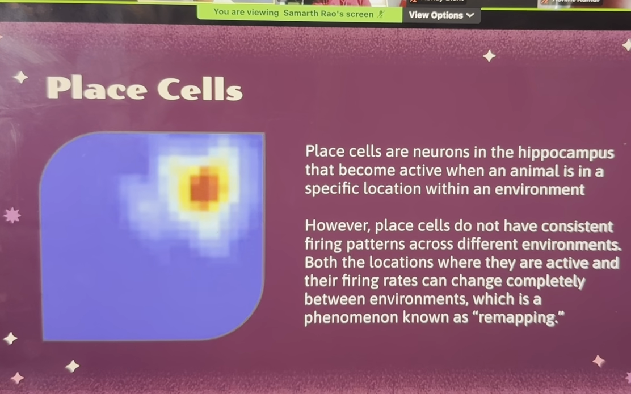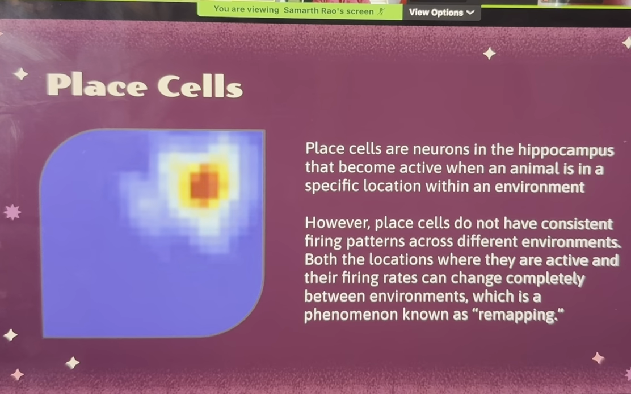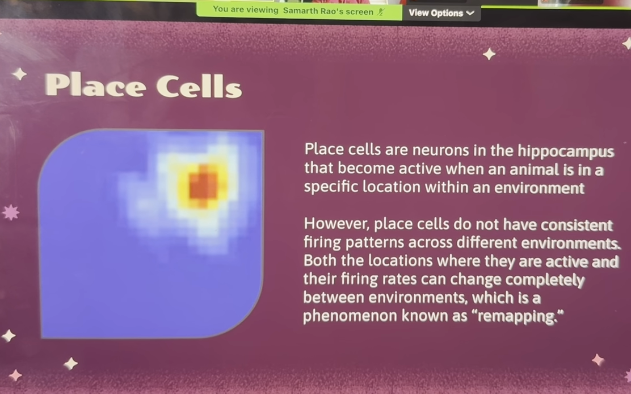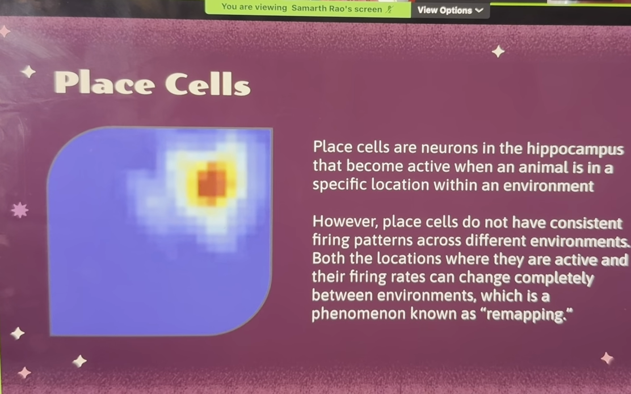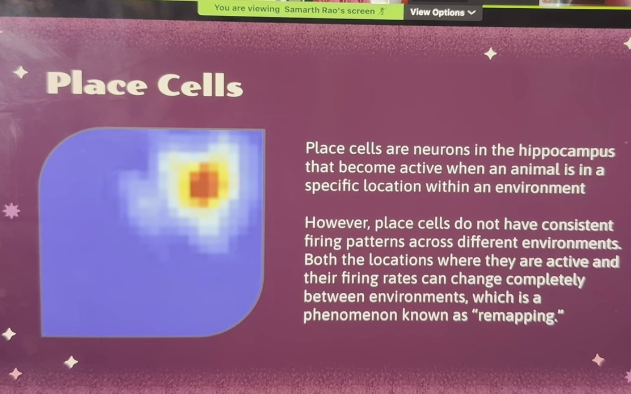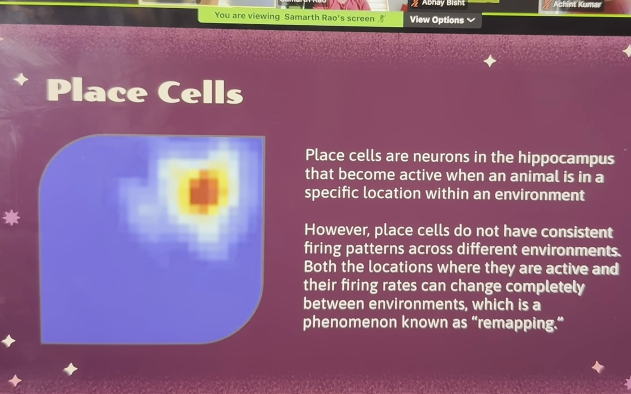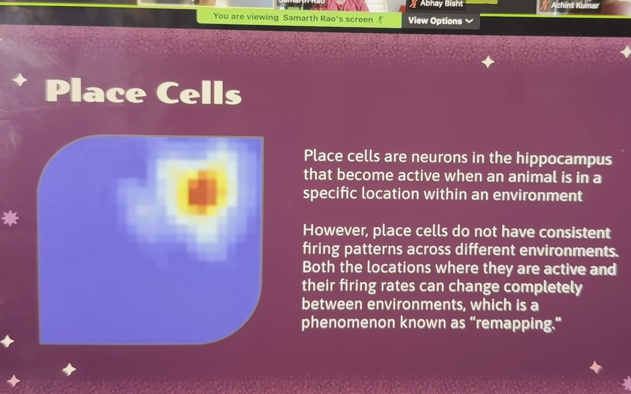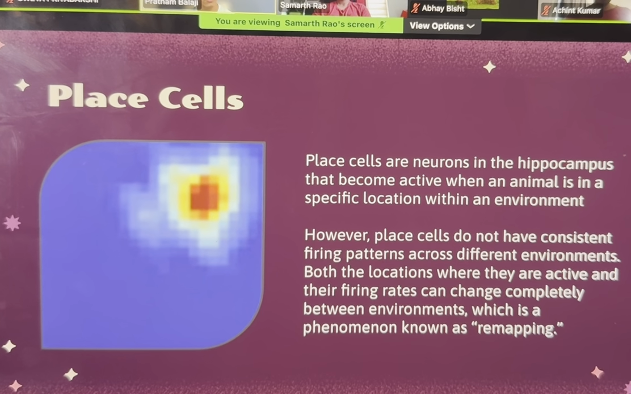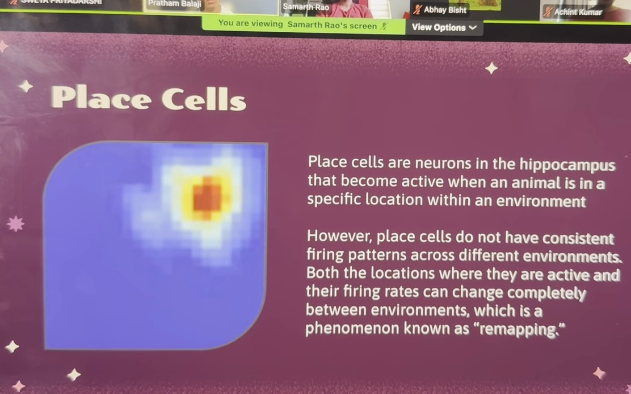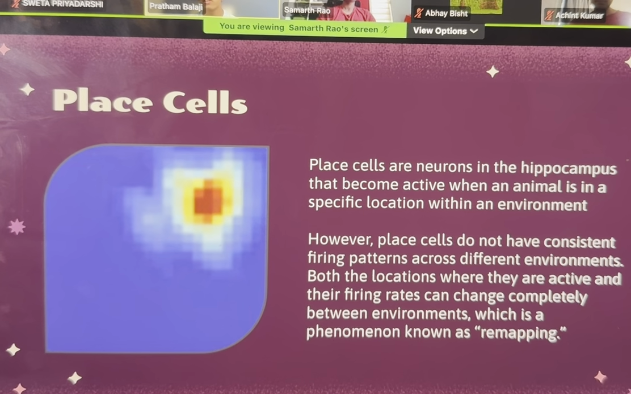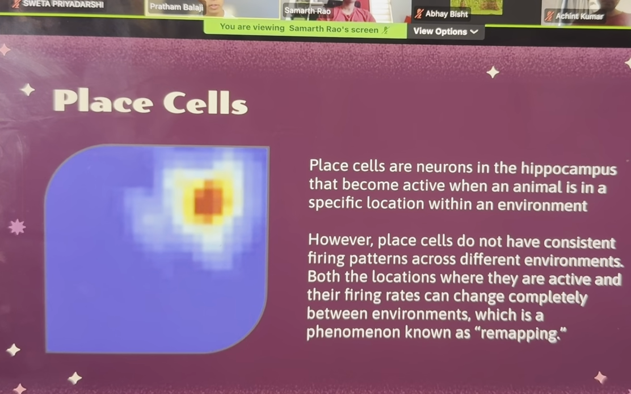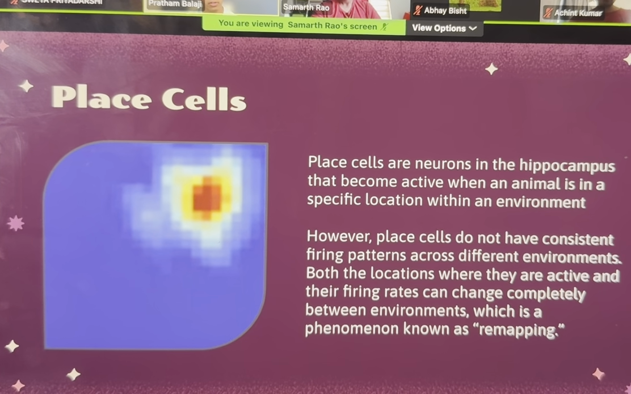So place cells are neurons in the hippocampus whose activation is based on an animal's location. They fire at a specific location in an environment. However, they don't have consistent firing patterns between environments. So when an animal goes from one environment to the next, the firing location can change completely, which is a phenomenon known as remapping. So the place cell can fire at a different location and at a different activation level.